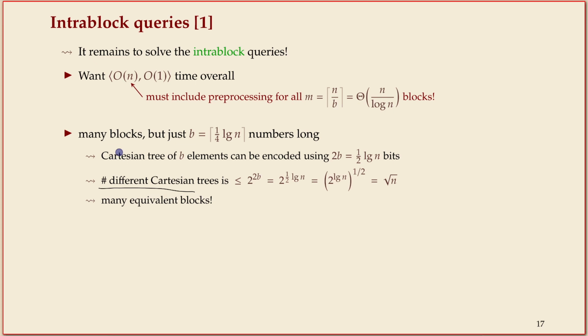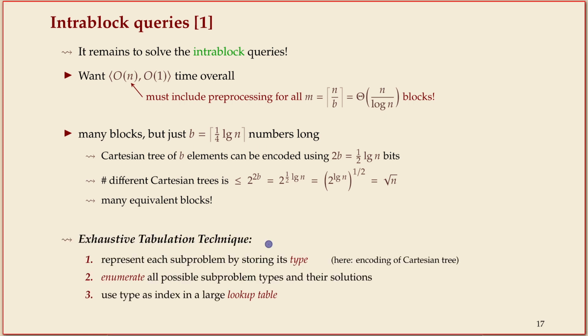So the number of blocks is large, because that's that number. But the number of different blocks from the RMQ classes perspective is not that large. It's much, much smaller. Square root is much smaller than n divided by log n. So we have many blocks that behave identical to all RMQ queries we can possibly ask. And so that's where this new trick comes in.